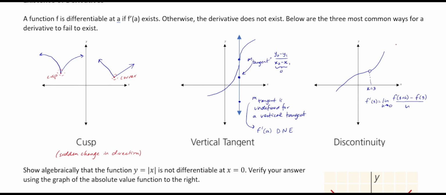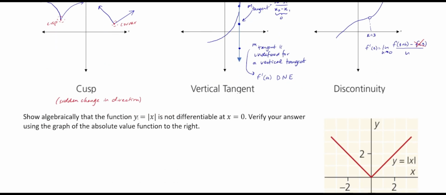Well, you might have recognized that we have a hole at 3, so that means this point is undefined, and I can't evaluate the derivative if one of the values within the definition is undefined. So I cannot find the derivative at x is equal to 3. All right, let's move on.